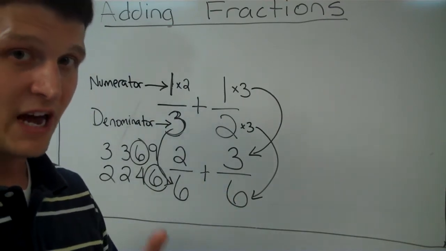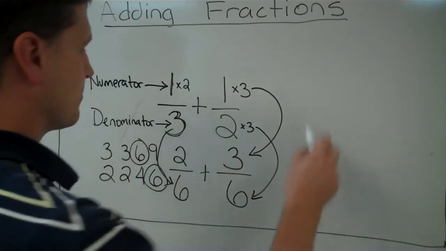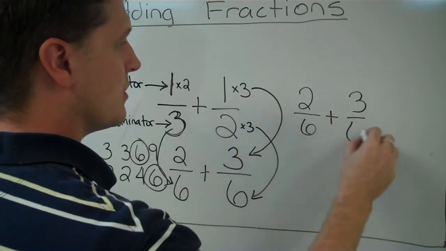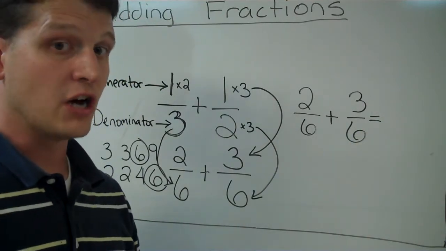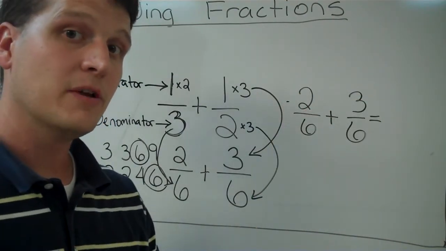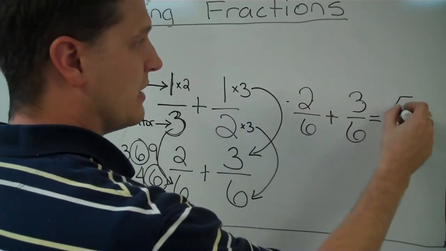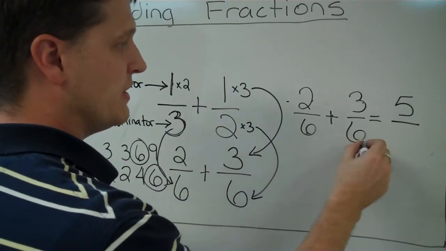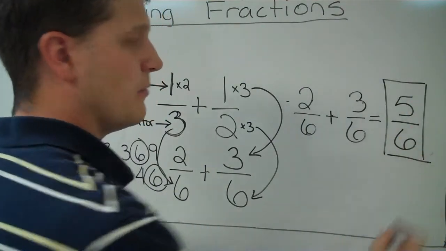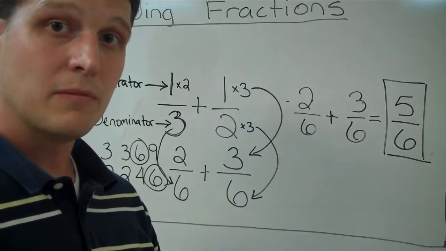Now we have two fractions that can be added together, 2/6 and 3/6. So we're going to take our 2/6 plus our 3/6. When you're adding fractions together, it's always important to remember, you only add the numerators together and you leave the denominator like it is. So we do 2 plus 3, and it gives us 5. And we leave our 6 right down there in the denominator. And we get 5/6. And that's how you solve an adding problem using fractions.